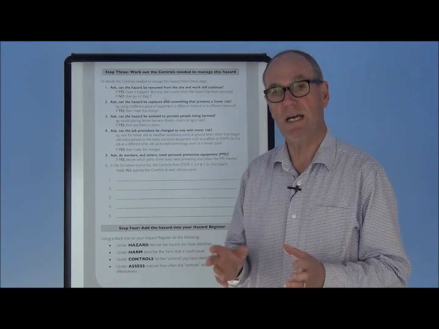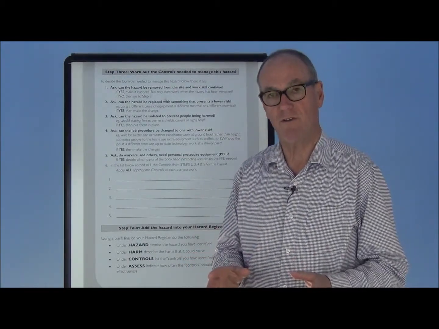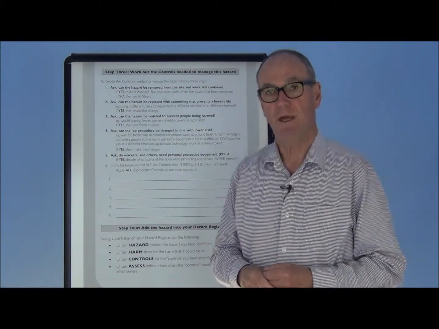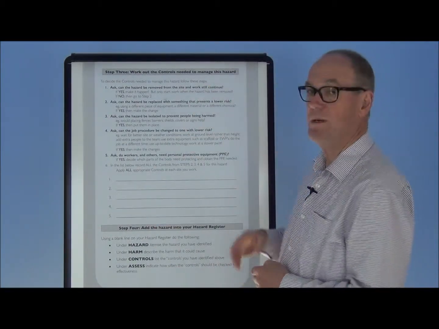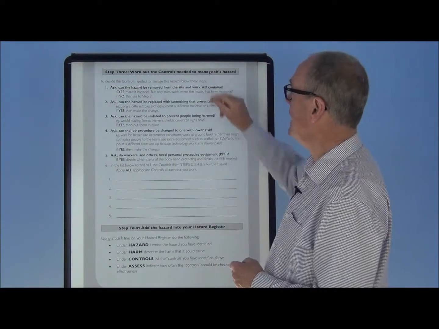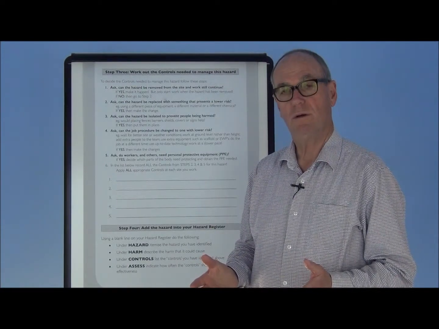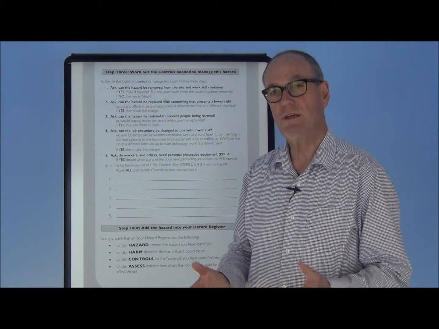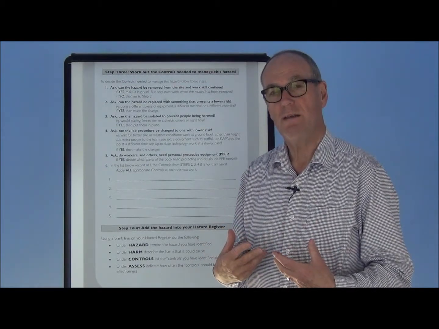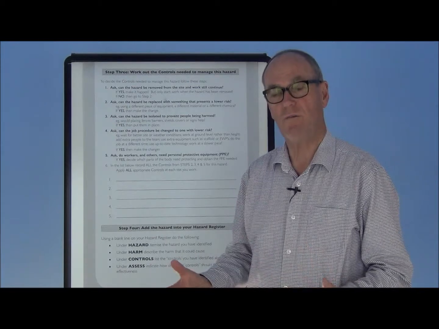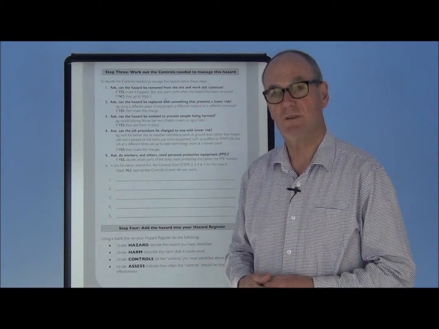These questions are based on the hierarchy of controls that we've discussed before. The first question we ask ourselves then with respect to this hazard is, can the hazard be removed from the site and work still continue? Well, in this case, likely not. You see, we're not in control of that part. The dog belongs to our client. We can't insist that the client gets rid of their dog.